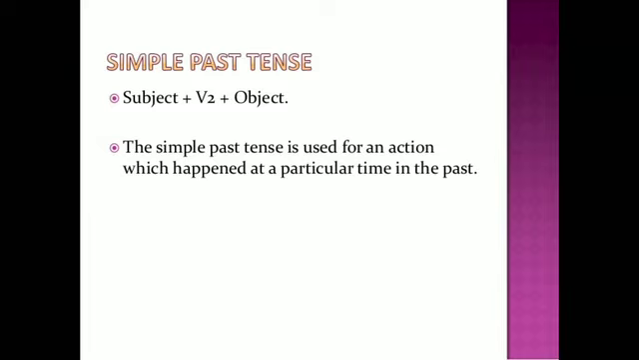Students, just note that only the second form of the verb is used to make the past indefinite tense. Likewise, subject plus second form of the verb in an affirmative sentence, then did plus subject plus first form of the verb in an interrogative sentence, and why, what, where plus did plus subject plus first form of the verb is also used in interrogative. Then in negative, how do we form a sentence? Likewise, subject plus did not plus first form of verb.